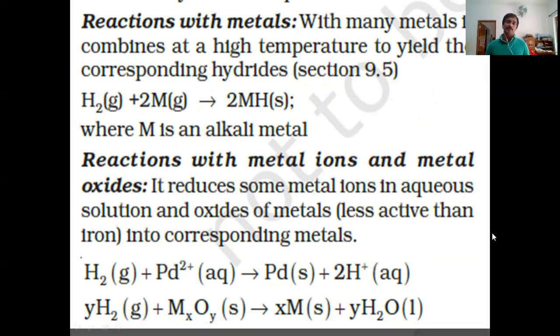Reaction with the metal ions and metal oxides. Hydrogen will react with the metal ions or metal oxides and reduces these metal ions or metal oxides to the corresponding metal. The equation is explained here. H2 plus Pd2+: Pd2+ is reduced to Pd and H2 is converted to 2H+. In general, a metal oxide of the type MxOy reacts with yH2 to form xM plus yH2O. Just remember an example. That is enough.